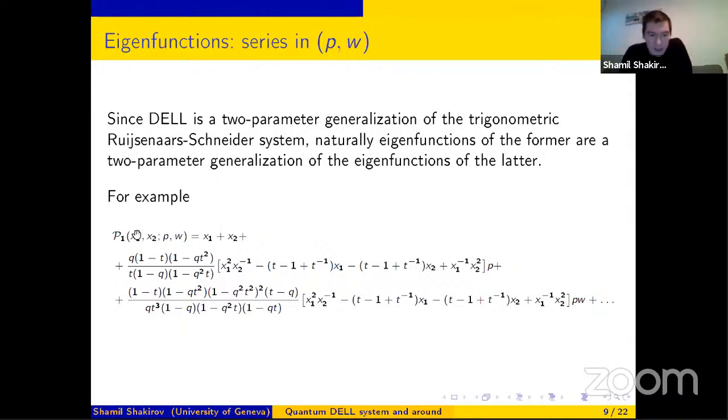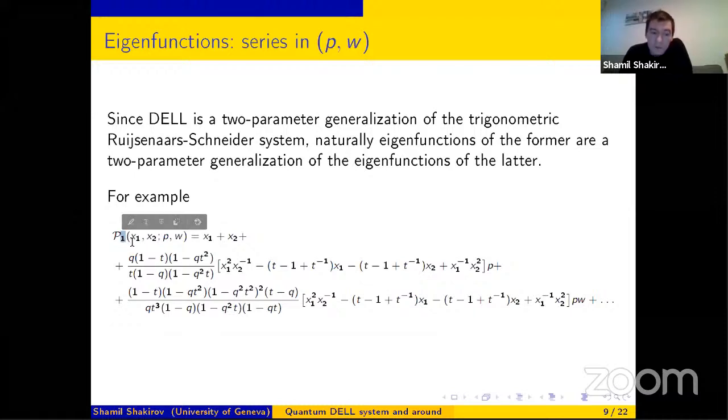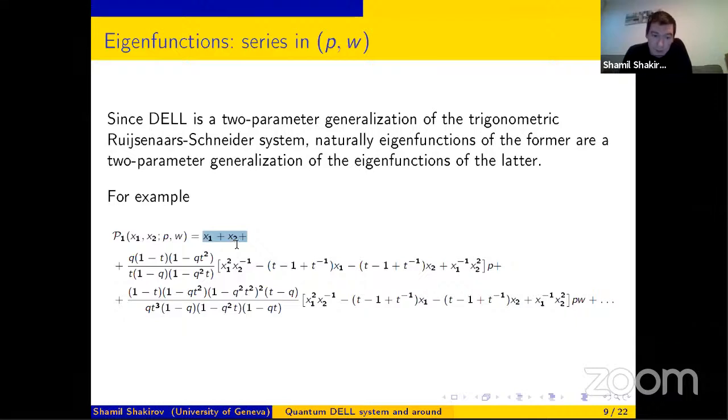So this is the fundamental eigenfunction for SU2. It's a deformation of the fundamental character. And then in every order, as I promised, you have a Laurent polynomial. But the degree is bounded. So this is fairly explicit.